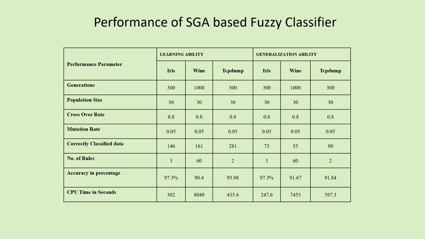If you look at the performance over the various data, since it is a smaller amount of data, 300 is the maximum generation, and the population size was tested at 30 for all the cases, with the crossover rate and everything the same. You can see that with 3 rules you can do the iris data classification, but for wine we need 60 rules. For 3 rules it obtained 97.3% classification. For 60 rules it obtains 90 point something. For 2 rules for DCB data, we obtained 95.9.